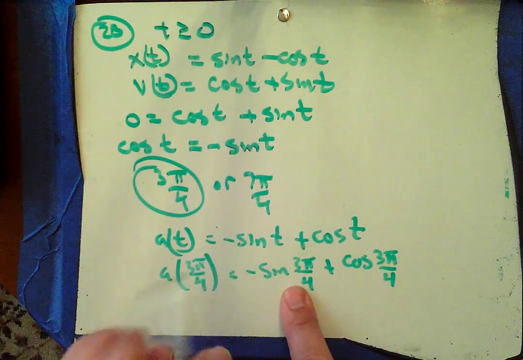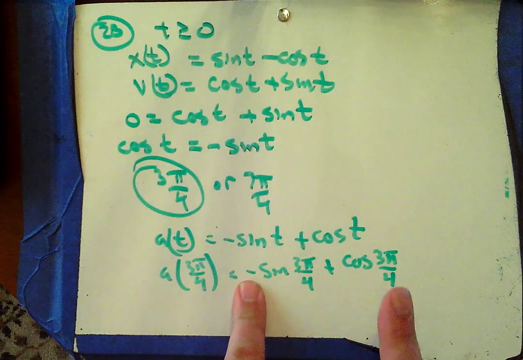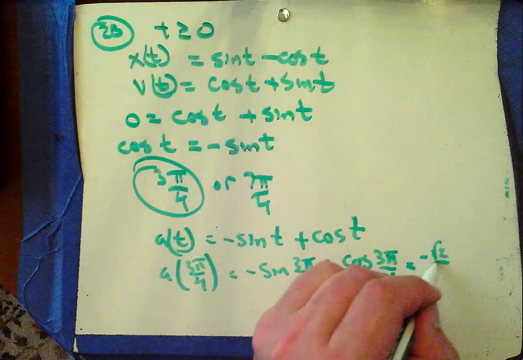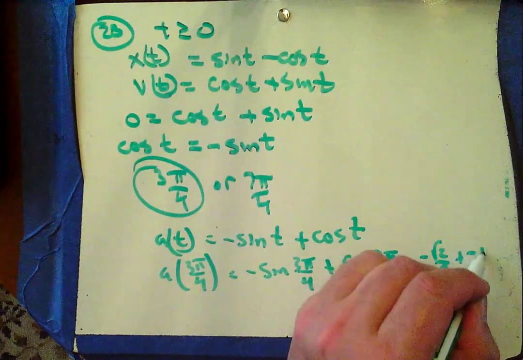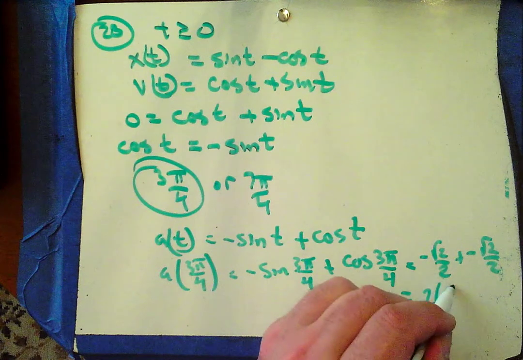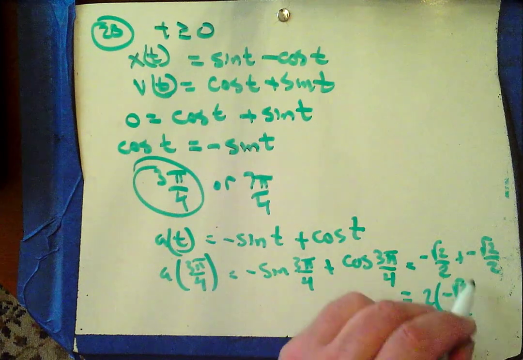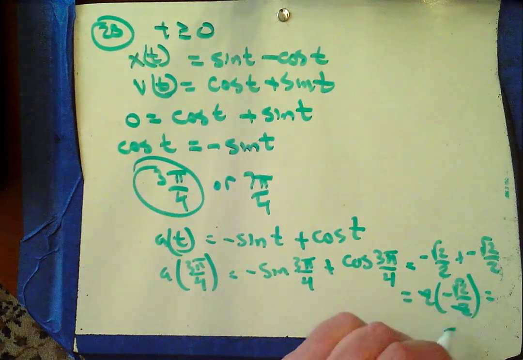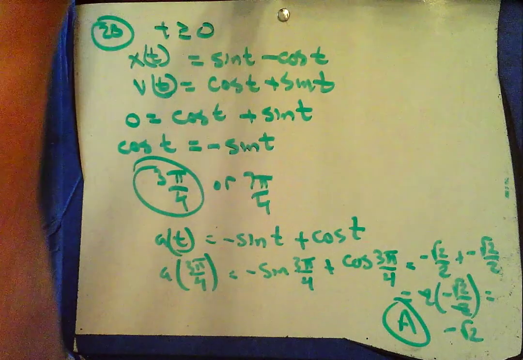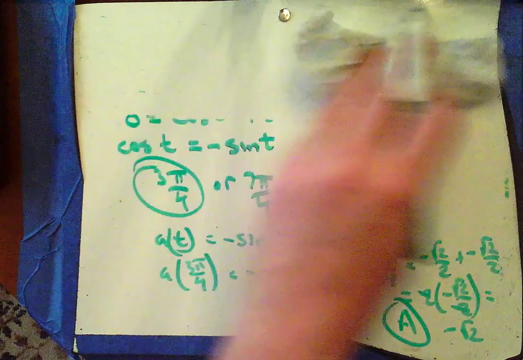This is root 2 over 2 with a negative in front. This is negative root 2 over 2, so I get negative root 2 over 2 plus negative root 2 over 2, which is 2 of those negative root 2 over 2's, or negative root 2. And negative root 2 is choice A. All right, the last problem was A.